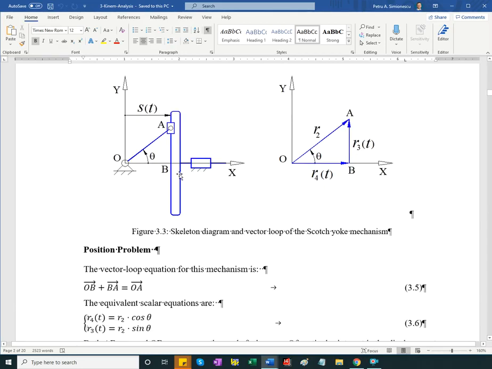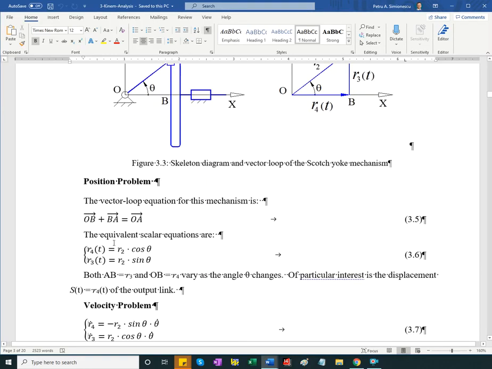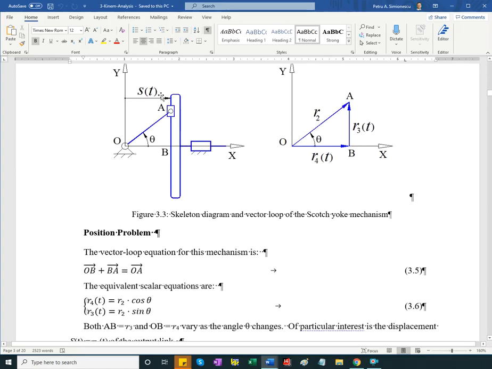So for the position problem, we say R2 cosine theta equals R4 of t, and R2 sine theta is R3. And so yeah, we recognize that S of t is R4 of t.